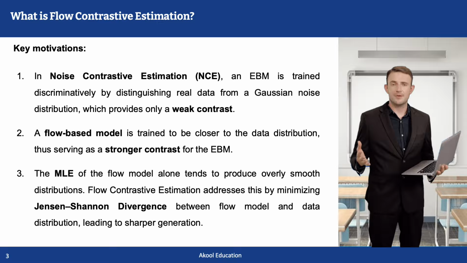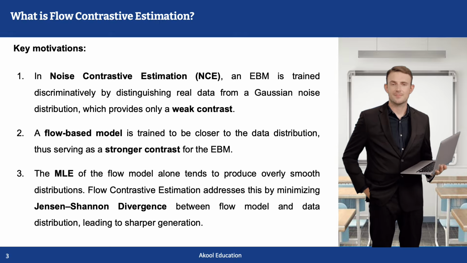At the same time, training a flow model with maximum likelihood estimation alone tends to produce overly smooth and blurry distributions. Flow contrastive estimation modifies the maximum likelihood objective to approximate Jensen-Shannon divergence minimization between the flow-based distribution and the data. This correction sharpens the learned distribution and improves sample realism.